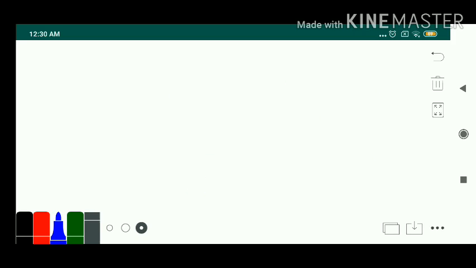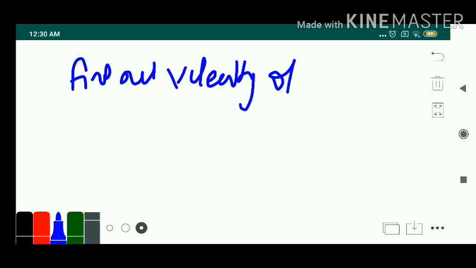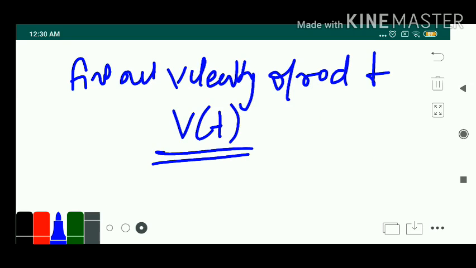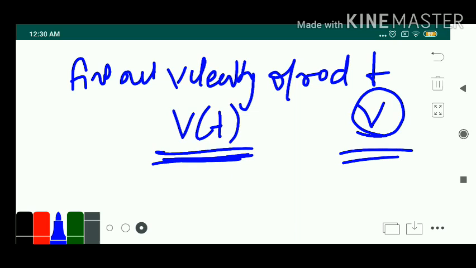You are asked, find out the velocity of the rod as a function of time, that is v of t. Velocity of the rod, that is, we just told it was going to move with the velocity, right? What will be the expression of that velocity with respect to time? That is, the expression should be in terms of t, right?